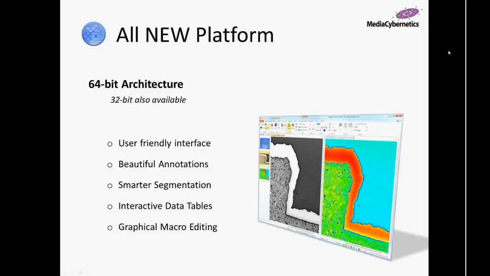We were able to make sure that you had beautiful annotations and measurements when you created them, that when we did our thresholding and segmentation, we decided to make it even smarter by adding our brand new Smart Segmentation option. There are interactive data tables that allow you to see the correlation between the data in the table, objects on the histogram, and the objects themselves that are outlined in your image. If you'd like, you're able to record many of the routines that you run through.